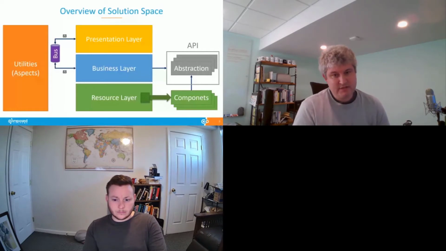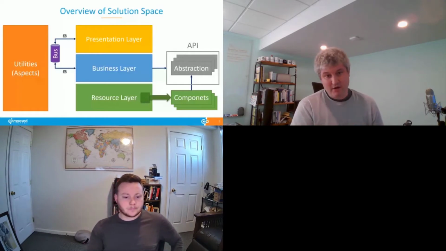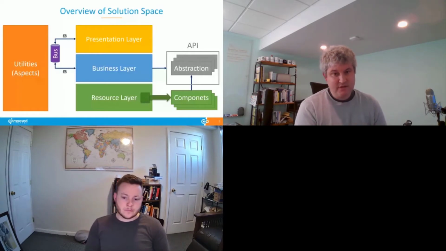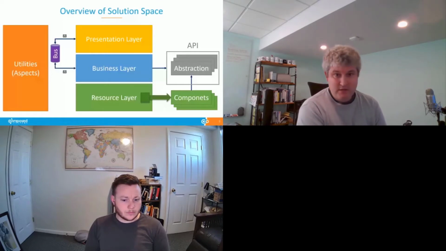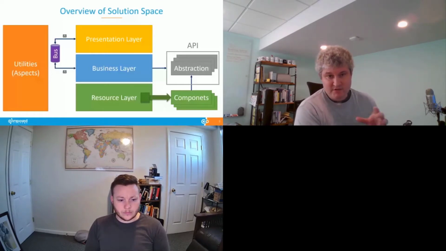So we have a presentation layer, which is the views, and they're usually nested in some hierarchy. Then our business layer, which handles interactions with the views and causing the system to do something. And that do something is done in the resource layer. In between the presentation layer and the business layer is a bus.